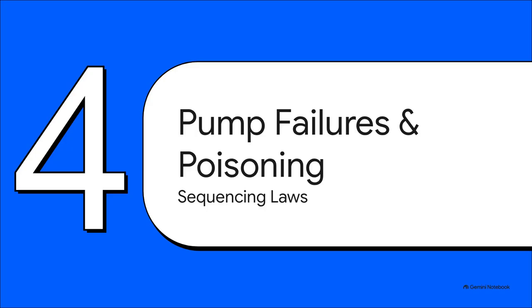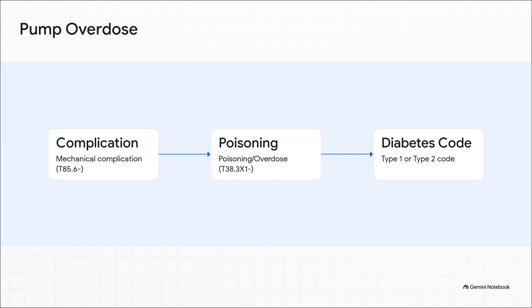Section 4, Pump Failures and Poisoning. Let's tackle the real climax of today's explainer. What exactly happens when medical technology fails? So, if an insulin pump malfunctions and delivers a massive overdose, you are suddenly dealing with 3 separate codes, and the sequencing here is absolute law.